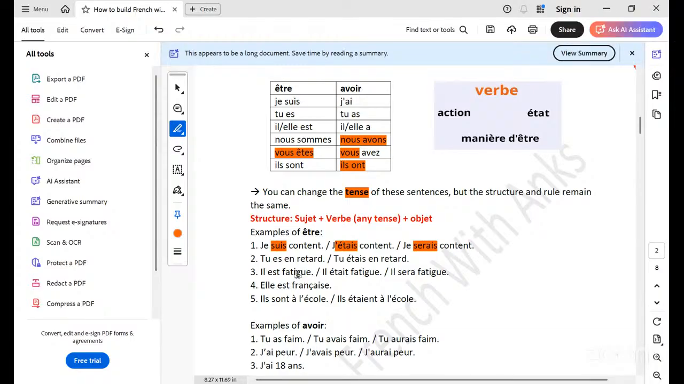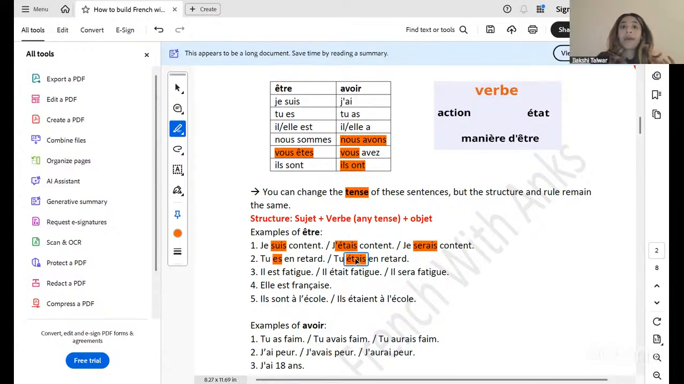Tu es en retard. Very nice. Tu étais en retard. Super, tu étais en retard. Encore. What is the difference between the two? Quelle est la différence entre les deux phrases? One is present and the other is past. Imparfait. Yes, it's imperfect, one of the past tenses, which is imparfait. Super. Tu es en retard is you are late. Tu étais en retard, you were late.